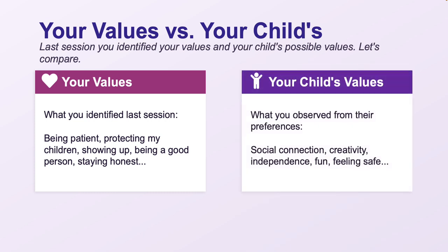Now I want you to think of your child's values, what you observed from their preferences. Maybe there was social connection, creativity, independence, fun, feeling safe. What does that look like? Pick your child's top 3.